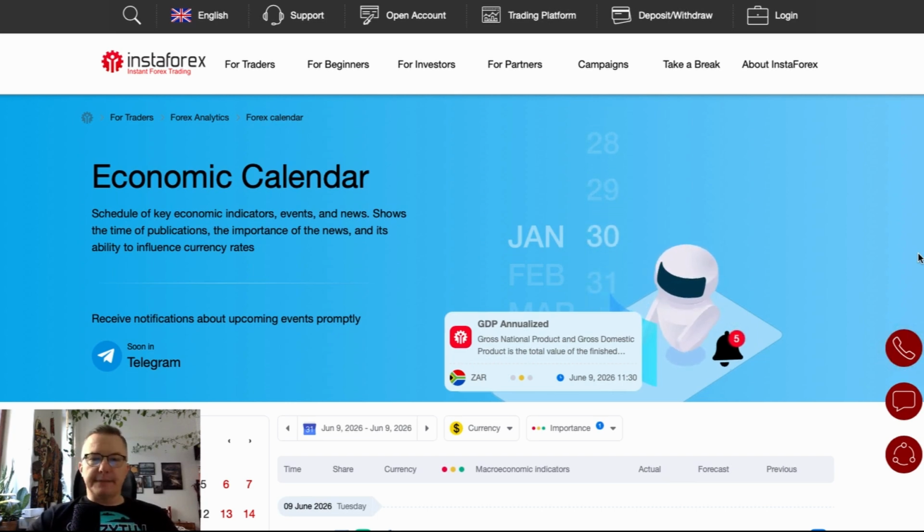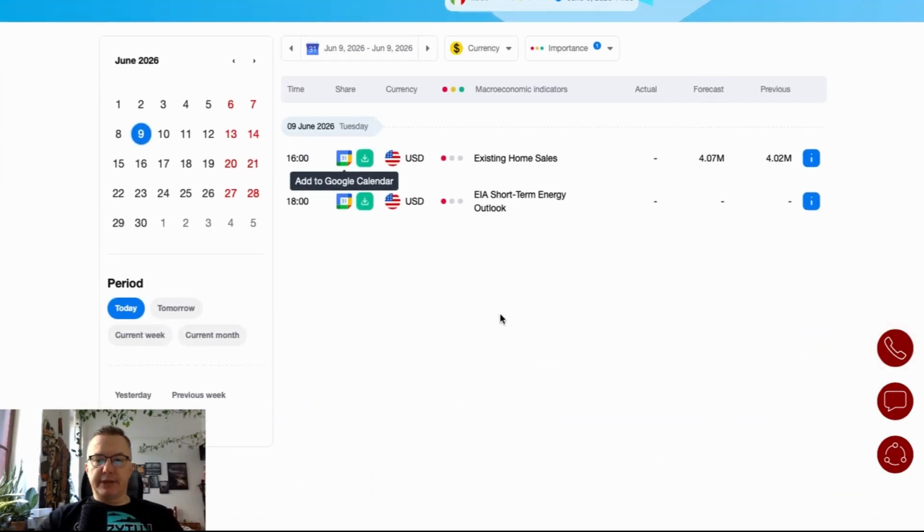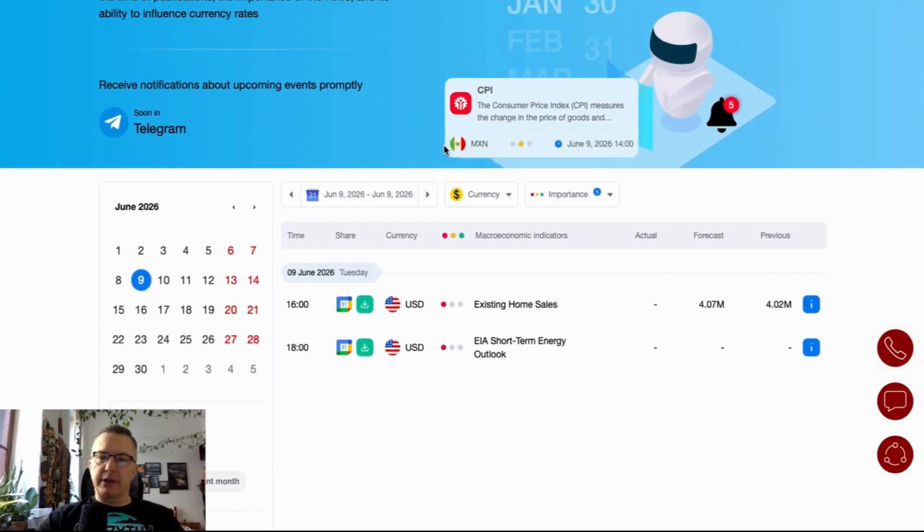Today is Tuesday, June 9th, 2026. Let's take a look at what we have in the economic calendar for today. Only two very important, high-impact data releases for today. One is scheduled for release at 4 o'clock: Existing home sales from the USA. And 2 hours later, at 6 o'clock, we got the short-term energy outlook from the USA as well. Those two events might cause a little bit of movement on the market, so please stay focused, stay vigilant. We are still waiting for those events during the middle of the US session.